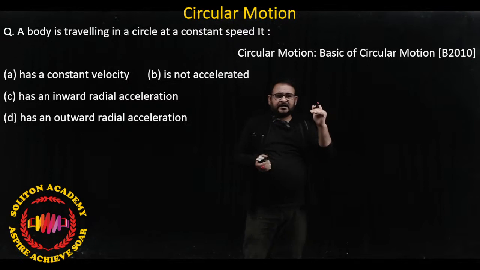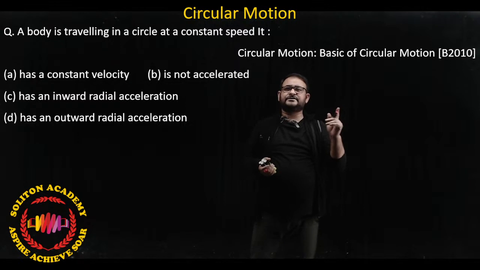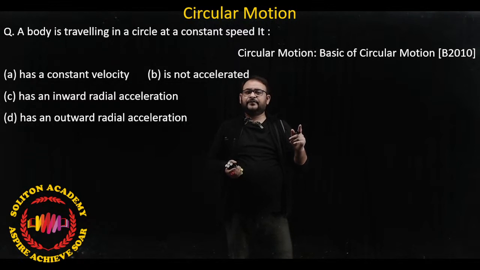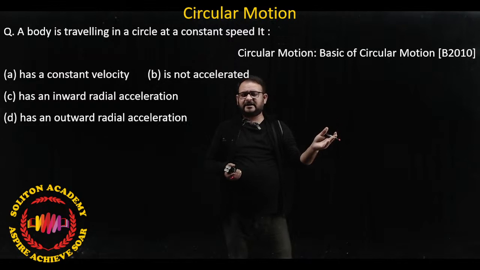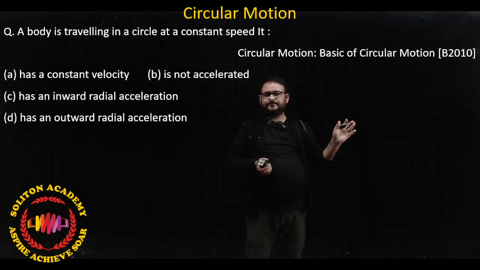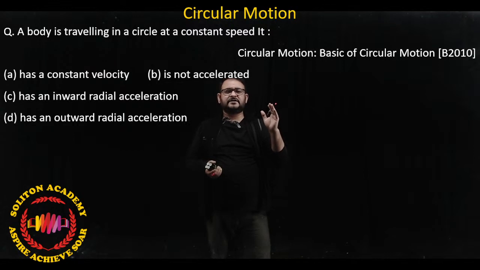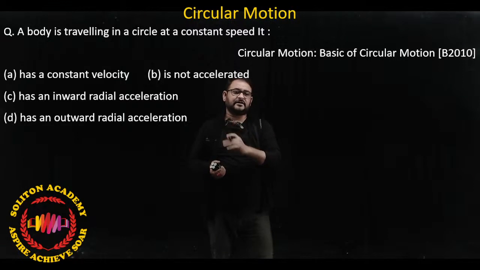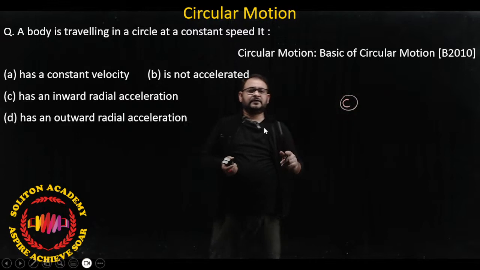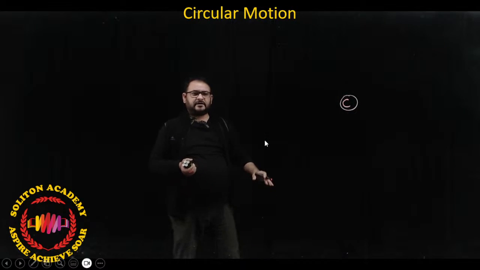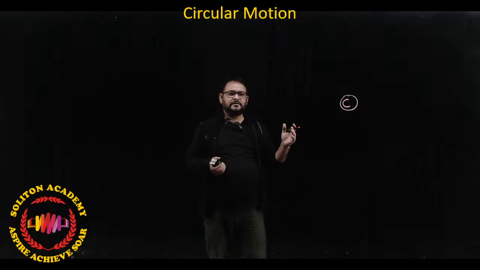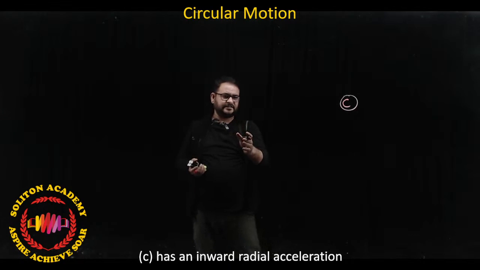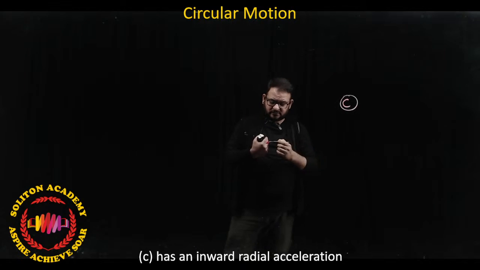Now, the speed is constant, but the velocity is not constant, right? So, the first option is incorrect. Second option is not accelerated. We just saw there was centripetal acceleration. So, option B is wrong. Third option is has an inward radial acceleration. That's correct. So, our answer is C. Okay. Back. So, it is inward and radial. Let's move on.